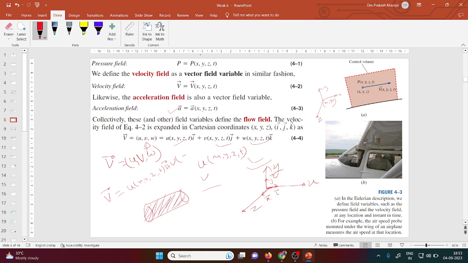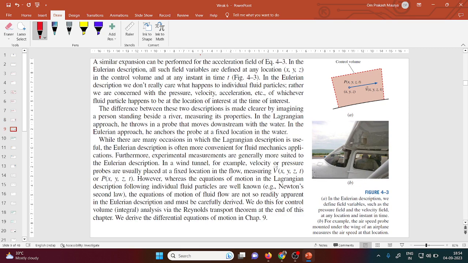But for the mathematical calculation, what do we do? We just assume a volume, and in this volume what types of variables are there? The pressure is there, the velocity is there, acceleration is there. So combined, these things define the flow field. Nothing more: the flow field means the domain and location in which the flow is flowing, and this flow is defined by variables such as pressure, velocity, acceleration. So this is the concept.